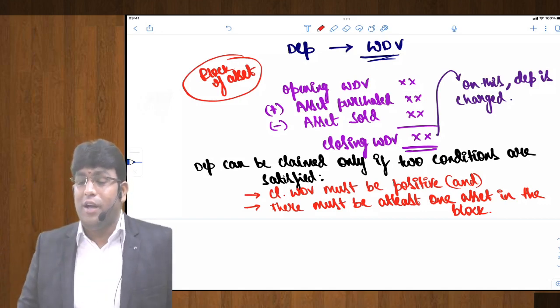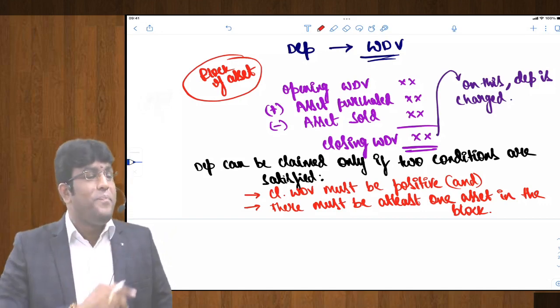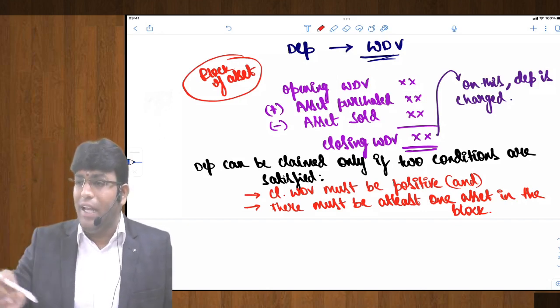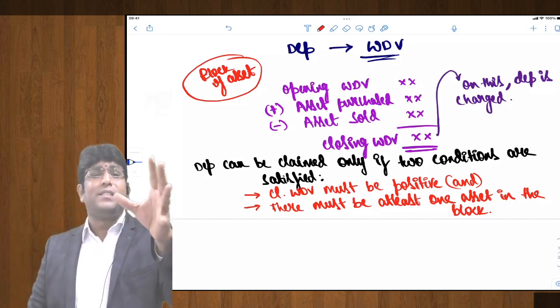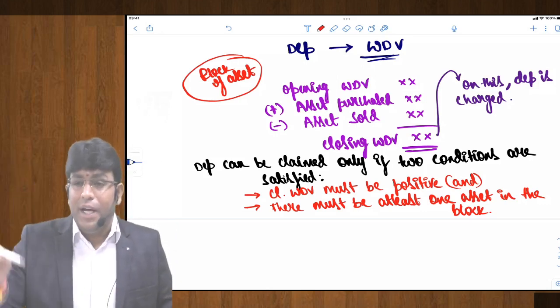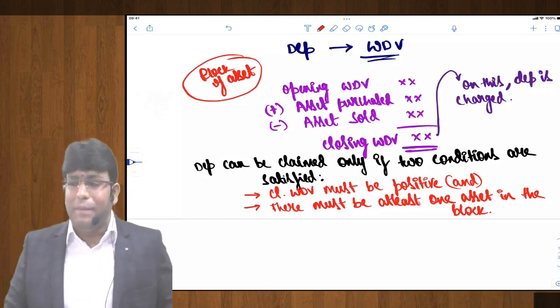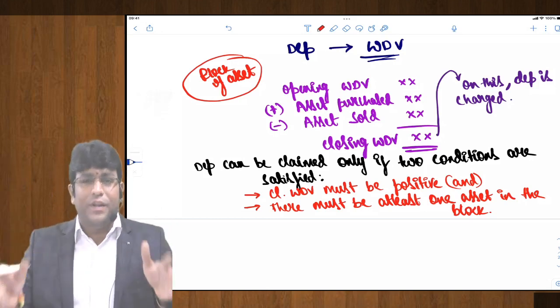Friends, come on, dosto, suno, my dear friends, dhyan se. We are talking about which section? We are talking about section 32. What is section 28, by the way? Section 28 is chargeability section. 29, computation. 30, expenses related to building. 31, repairs and insurance for plant, machinery and furniture. And 32 is what, my dear friends? Depreciation. That is what we are discussing.